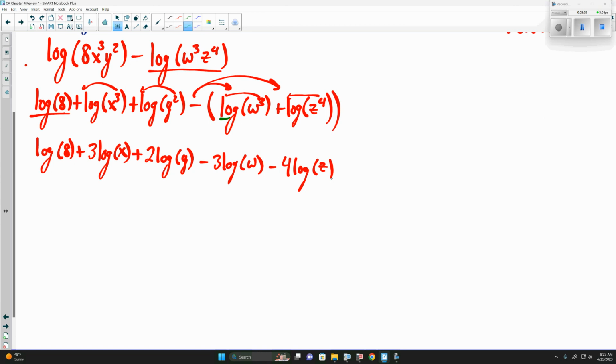And one way that you can look back and make sure that you do have the signs correctly is that if it started in the denominator at the beginning, the sign in front of it should be negative. If it was in the numerator, the sign in front of it should be positive. But that's it.